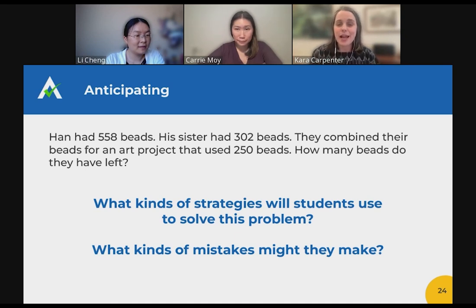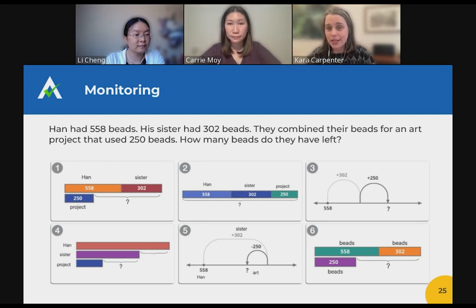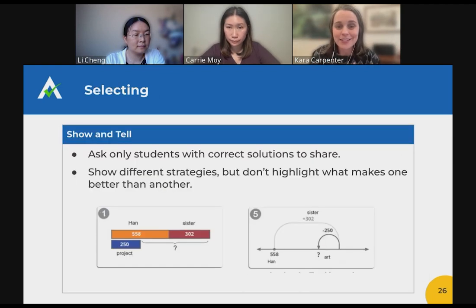So I've anticipated that. And when I'm going around the classroom and monitoring the work that students are actually doing, I'm trying to fit it into my anticipation, or those strategies that I anticipated. One person mentioned that they might just add all of the numbers together. You can see that student number 2 in this digital model just added the 558, the 302, and the 250. Because I anticipated that, I know that's a strategy I expect to see. So anticipating and monitoring go hand in hand, if that makes sense.